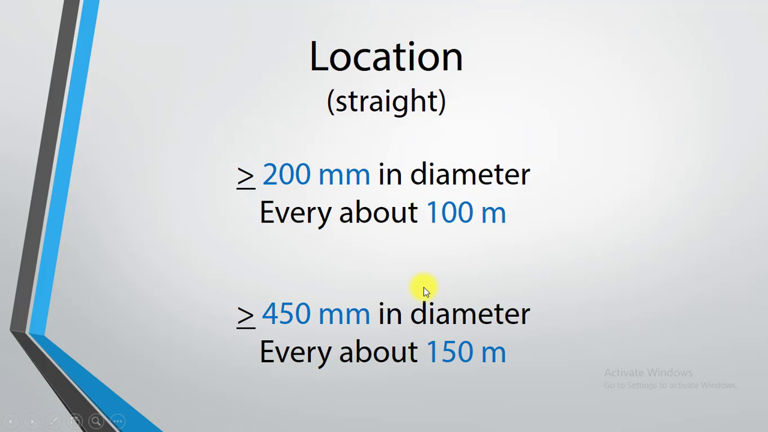Now, where else should we place these manholes? It also has to be placed if the pipeline is straight, without any change in direction, without any change in diameter, without any change in the gradient. I mean, we are following a very ideal case, which is straight pipelines. If the pipeline is going to be straight for more than 100 meters for diameters of 200 millimeters and above, then every 100 meters we must place a manhole. And for diameters that are larger than 450 millimeters, we can place the manhole up to 150 meters apart. Every 150 meters there must be at least a manhole.